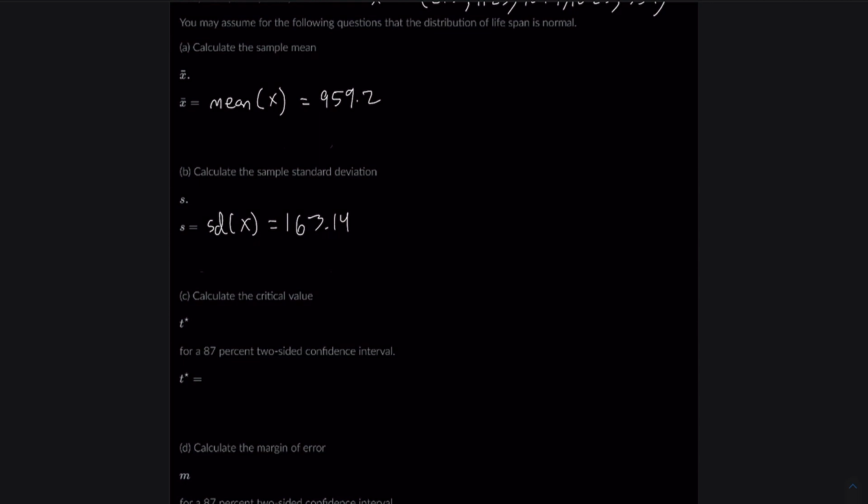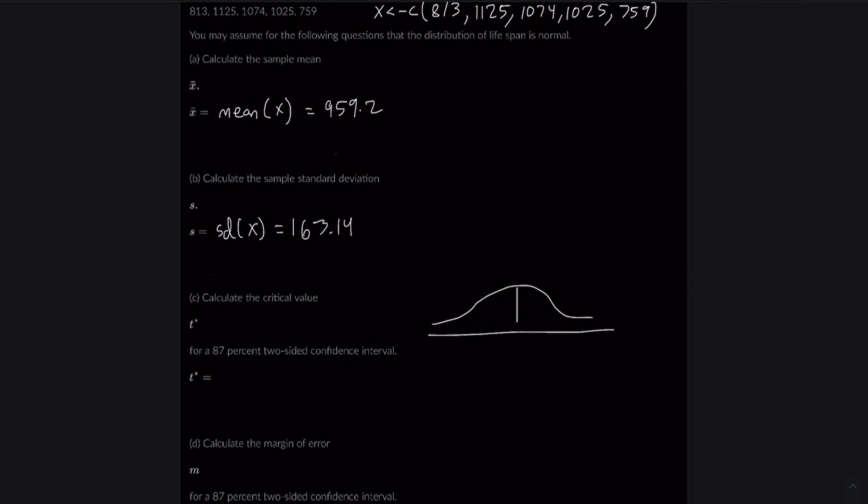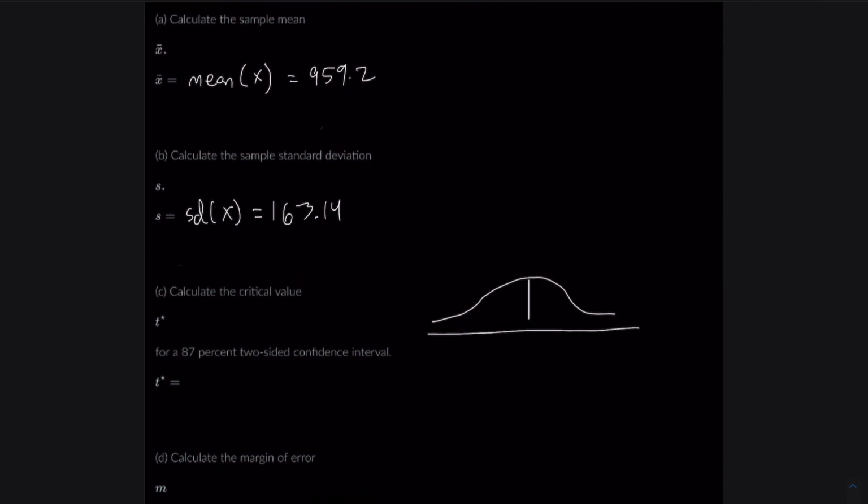And so on this one, I'm just going to draw us another t distribution graph. So here's our middle, and then we want an 87% two-sided confidence interval. So that means we're going to have to draw 2 lines here where we have 87% of the data between those two. So we need 87% of the data between those two lines. And that means we're going to have how much to the left part of this.